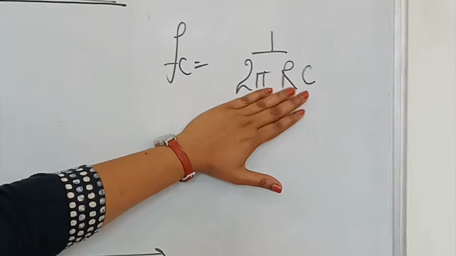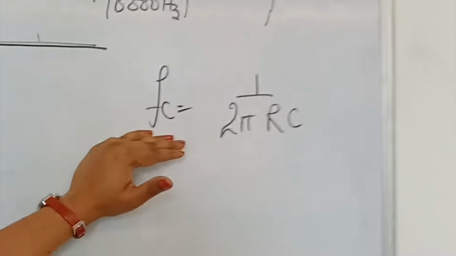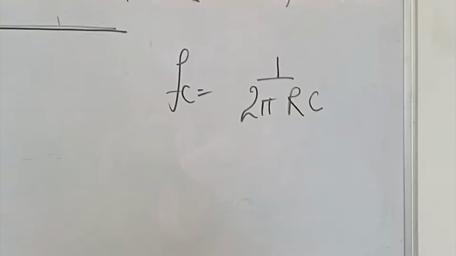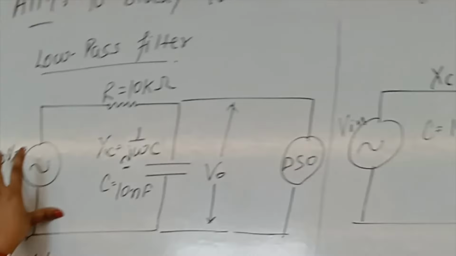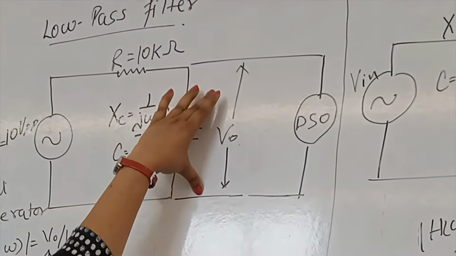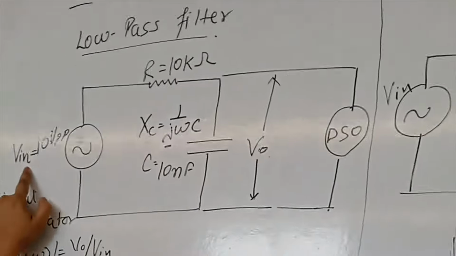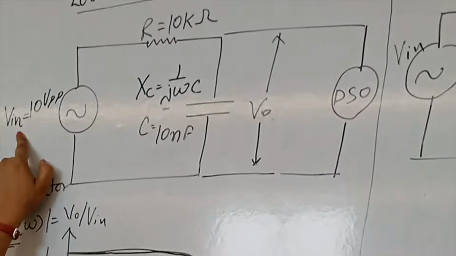If I change any one of these values of R and C, I can change the cutoff frequency. Now, to perform this experiment, I will keep on changing the frequency of the input and I'll keep on noting down the output voltage. Here, the input amplitude will be kept constant.